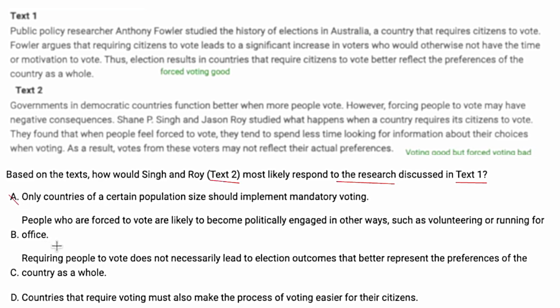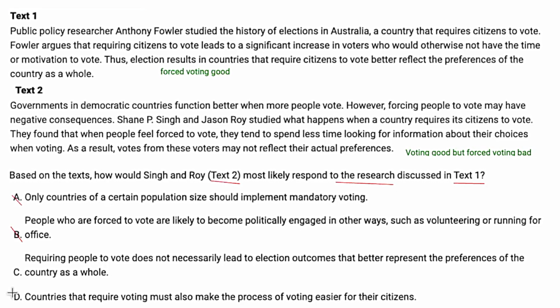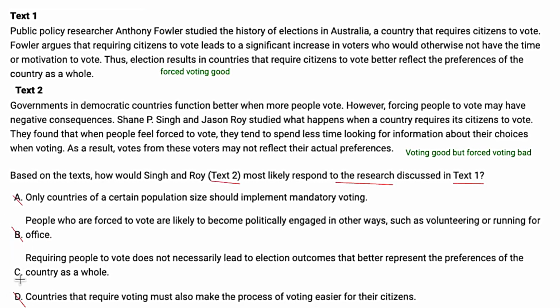So that's out. People who are forced to vote are likely to become politically engaged in other ways, such as volunteering or running for office. That's also not what I said. Requiring people to vote does not necessarily lead to election outcomes that better represent the preferences of the country as a whole. Yes, not as specific as I would like, but yes. Countries that require voting must also make the process of voting easier. No. All right, so it's definitely going to be C.